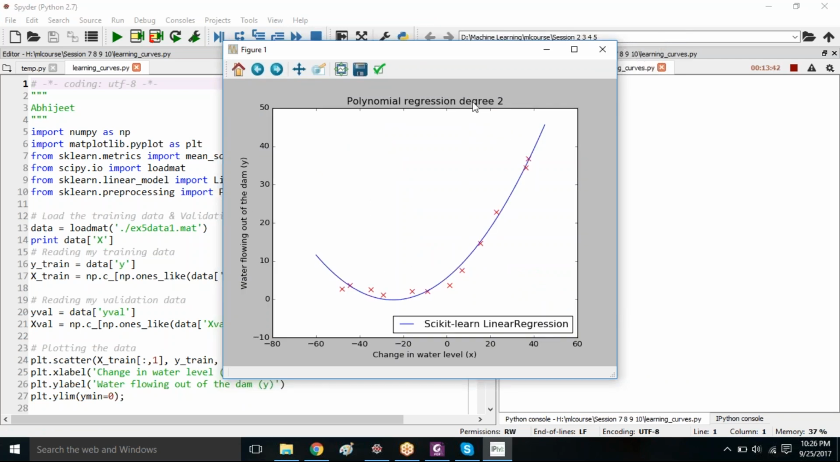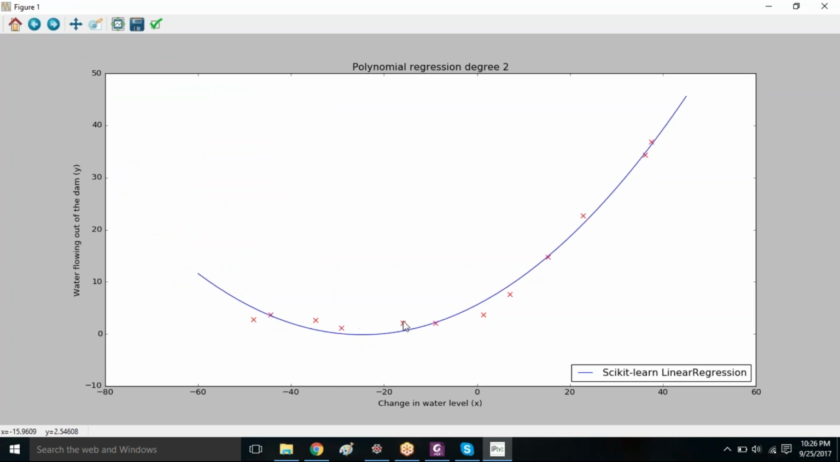See, this is a polynomial regression of degree 2. Now you see, till now what we have seen is we have only fitted a line, right? Now on the same training examples, the 12 training examples, earlier I was fitting a line like this. On the same training examples, I have fitted a curve of degree 2. See, there is only one curve with a small bend. So this is polynomial regression because it has degree 2.